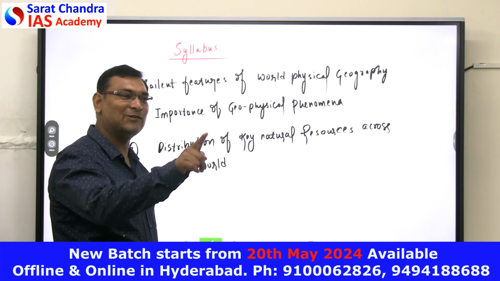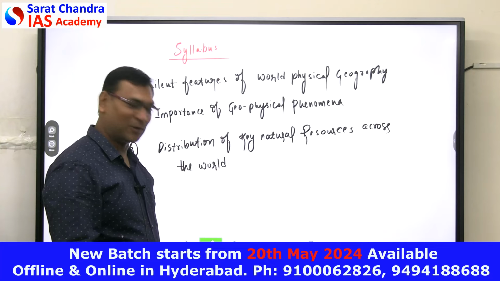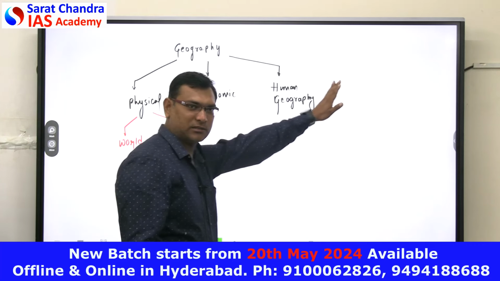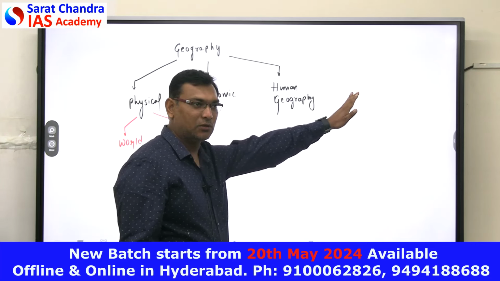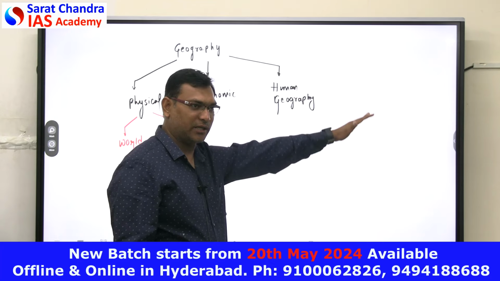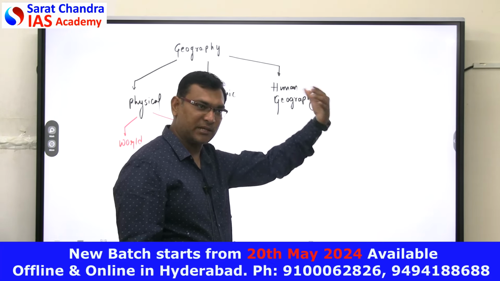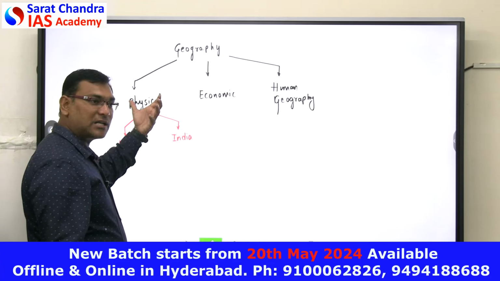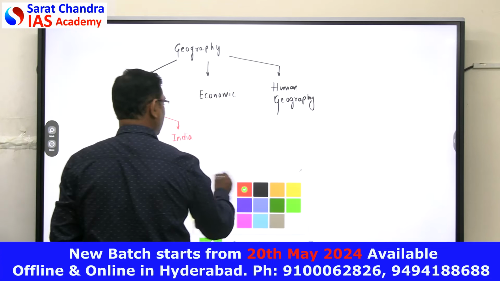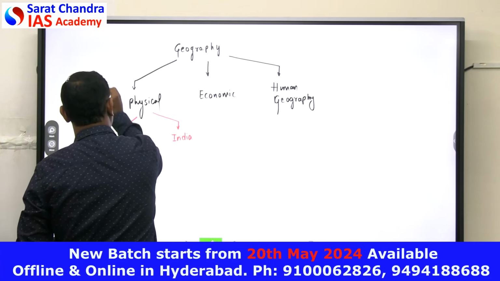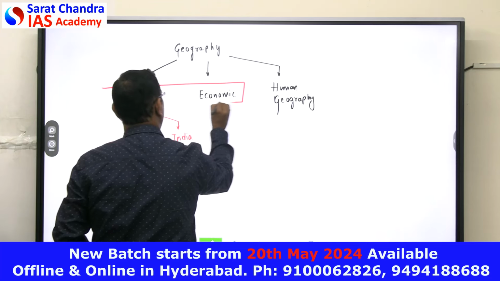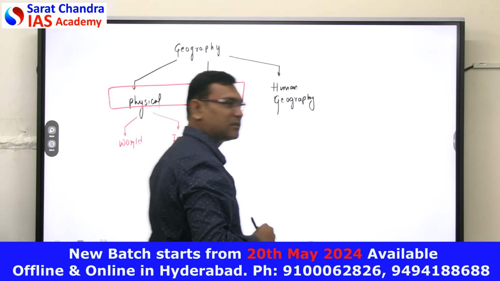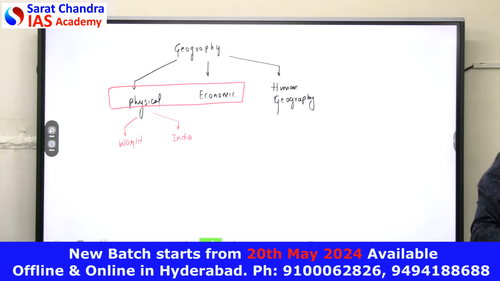Physical as well as economic. Okay, here we have seen physical, economic, human. Human is not there in your GS paper 1. The human part has been included, like urbanization, census, in the society part. Clear? Now we are concerned only with this thing: physical and economic. So when we are studying physical, now listen carefully.